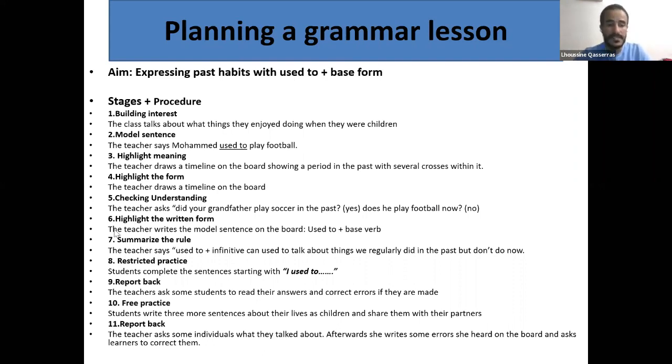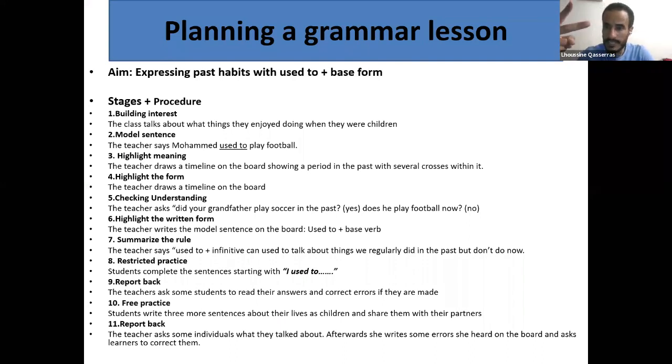Now, number six, highlight the written form. Now we focus on the structure. The teacher writes the modal sentence on the board, used to plus base form, plus infinitive, plus bare infinitive. And then you summarize the structure. The teacher says used to plus infinitive can be used to talk about things we regularly did in the past, but not anymore. Now we move to practice.